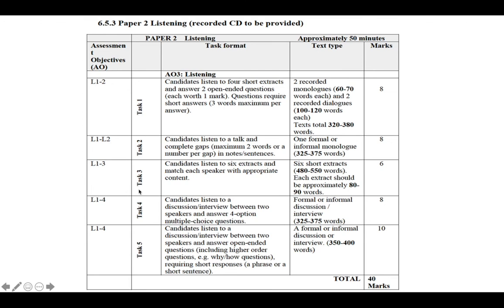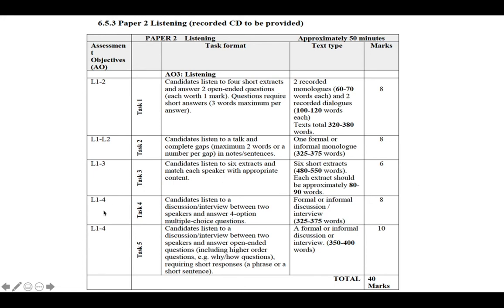And then the third task, the candidate will listen to 6 extracts and match each speaker with an appropriate content or appropriate theme, for instance. And then 6 short extracts of about 480 to 550 words, and each extract should be approximately 80 to 90 words, and the max for this task is 6. All right, so that's what I need to do here.